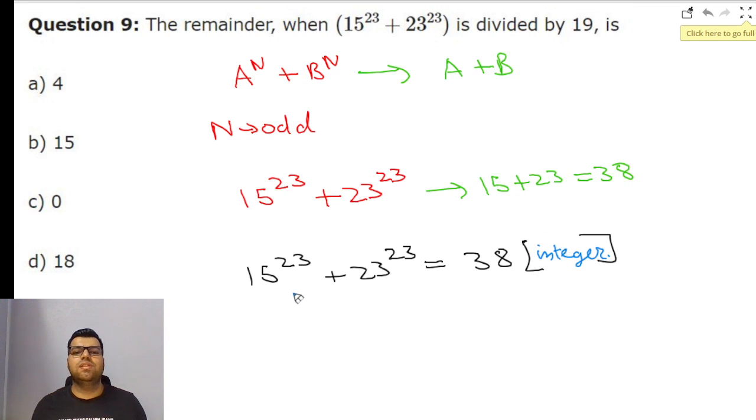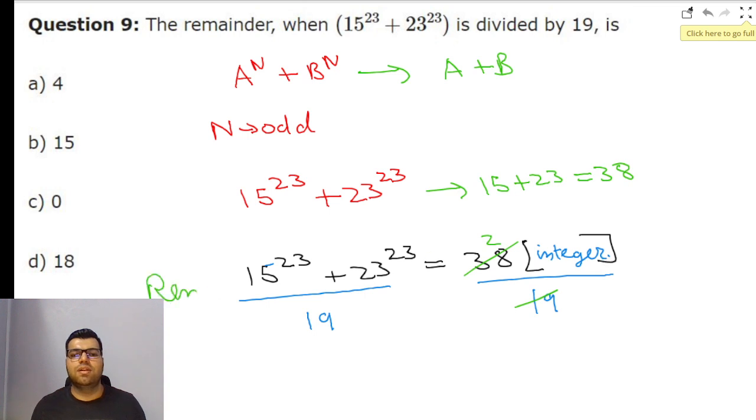Great. So if this is the number and we have to check its remainder with 19, I can simply say 38 is getting cancelled. So this number is perfectly divisible by 19 because the 38 cancels out. The remainder of this number with 19 is 0, because we are getting a 38 over here. 15 raised to the power 23 plus 23 raised to the power 23 is divisible by 38. 38 is 19 into 2, so it is divisible by 19 also. Remainder is 0. Pretty straightforward question. You people have understood. Great.